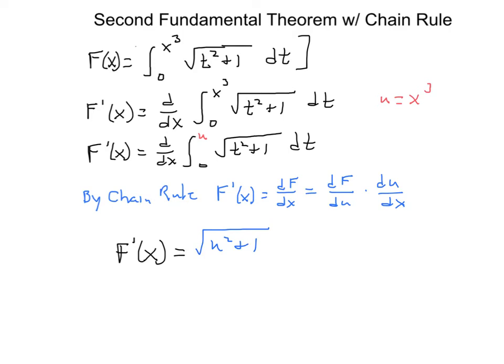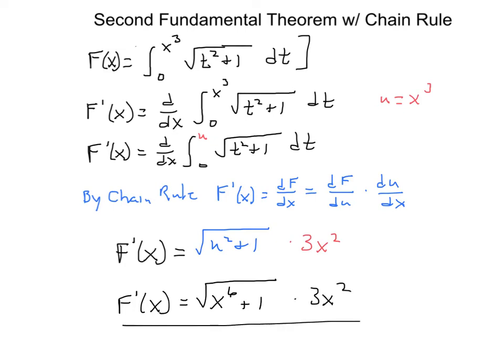Now du dx is the derivative of x cubed with respect to x, and I know that derivative of x cubed is going to come out to be 3x squared. So to finish this one up, to get f prime of x, I'm going to replace u with x cubed, so that's going to be the square root of x to the 6th plus 1 times 3x squared. That would be f prime of x on that problem.